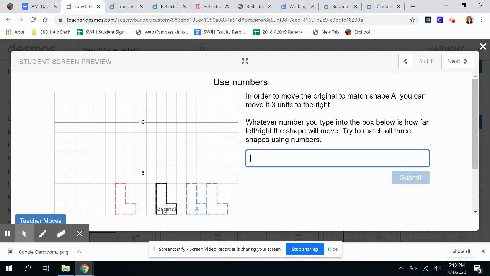So how far are we going to take this original to move it to this blue image? If I pick a point, I'm going to say this point right here, I'm moving over 1, 2, 3. I'm moving it to the right 3 places, and now I have that image.